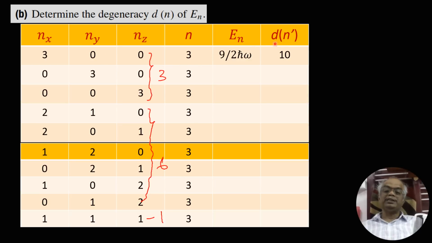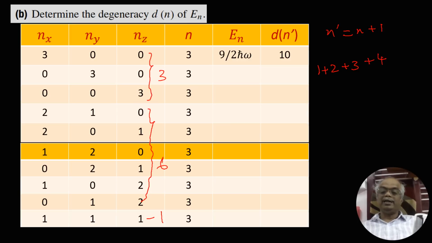Here n prime is equal to 4, because n equal to 3, n prime is equal to n plus 1, we have seen. Systematically we got this. And the energy is 9 over 2 h cross omega. Here n is equal to 3, so n prime is 4. So earlier we got n prime is 1 in the first case, 2 in the second case, 3 in the third case. Now here in the fourth case n prime is 4.